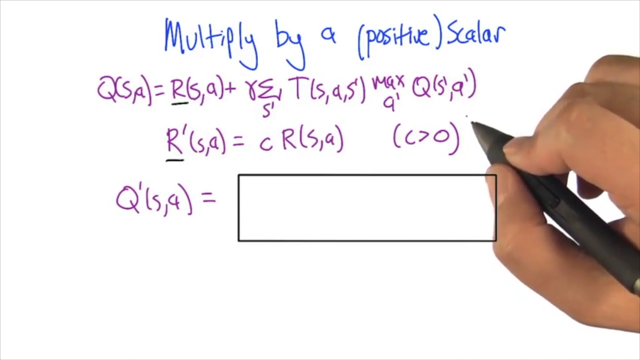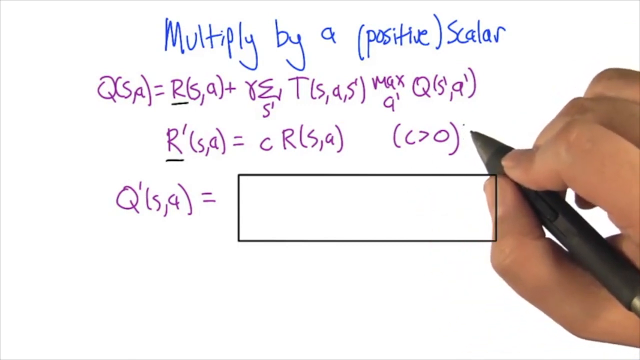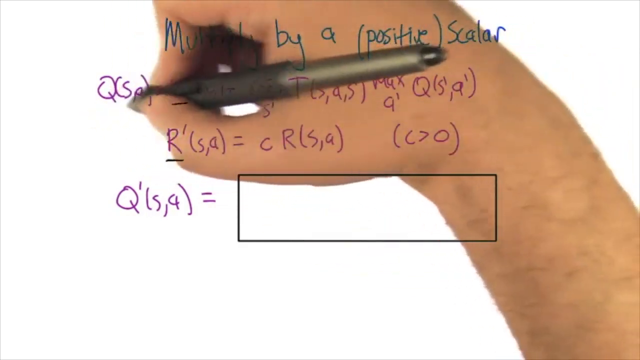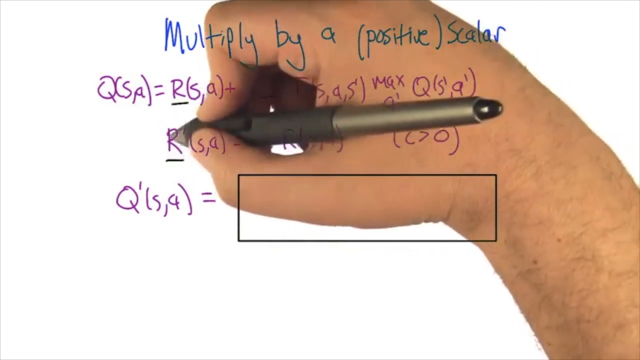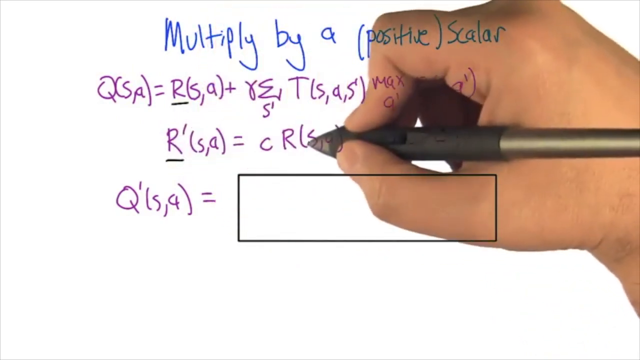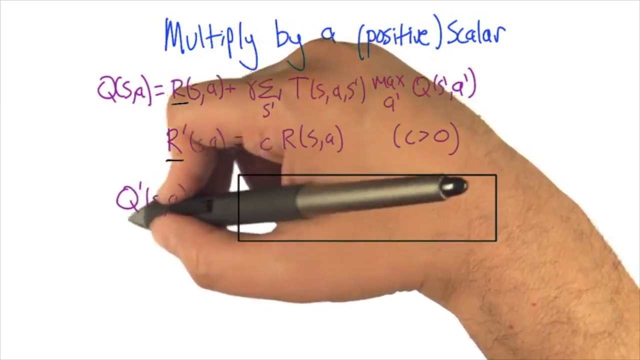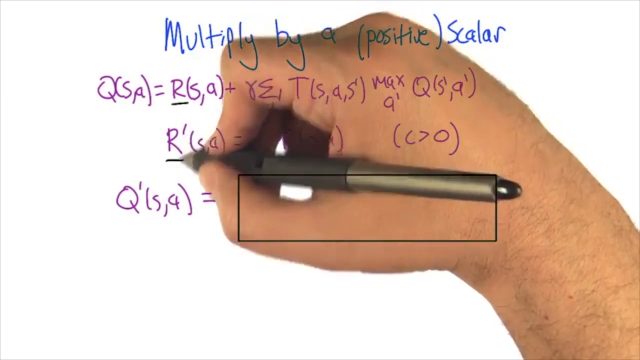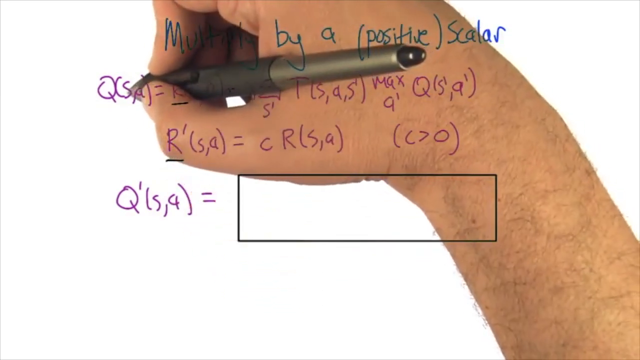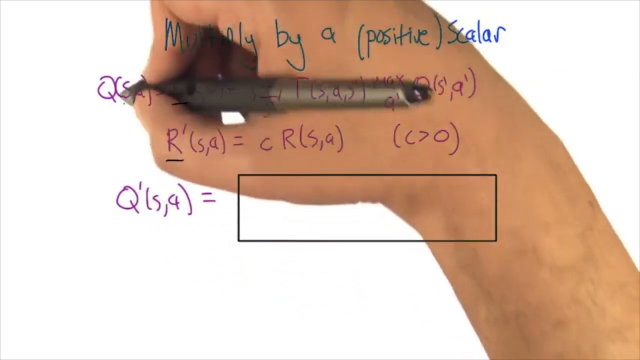All right. So here's what I would like you to do. I would like you to make a guess: if Q is the solution to this original Bellman equation, and R prime is our new reward function as a function of the old reward function, how can we write the new Q function corresponding to this R prime as a function of the solution to the old Bellman equation with this Q? So I want Q prime SA in terms of QSA.